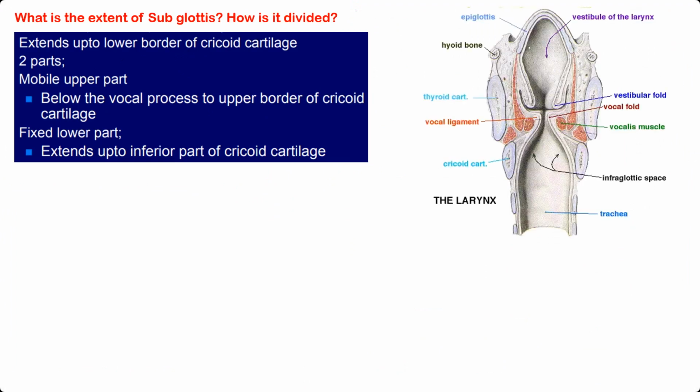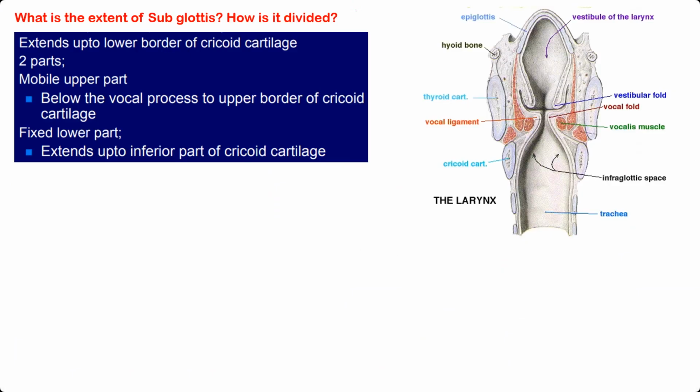Okay, so this is the vestibule. This picture will give you an idea about the infraglottic or subglottic space. And this is the cricoid cartilage, which has been cut and opened. So after entering the vocal cord gap, or the rima glottis, in the adult, this is a very large area.